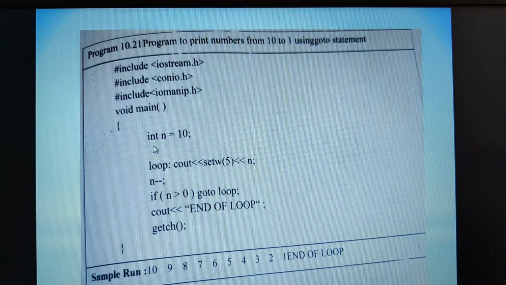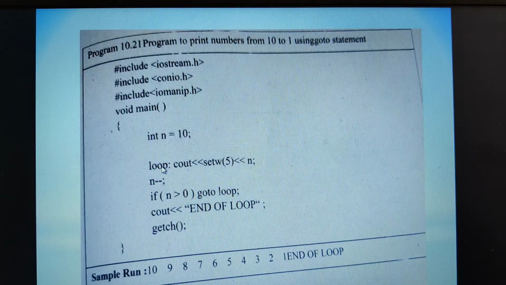Here we are taking a variable known as n of type integer, holding a value of 10. Now see here, this is a loop. Okay, this is one of the labels. Loop colon. We know that in case of go to, a label is made up of a valid identifier. This is a valid identifier, it's a go to label, and it is always followed by a colon.